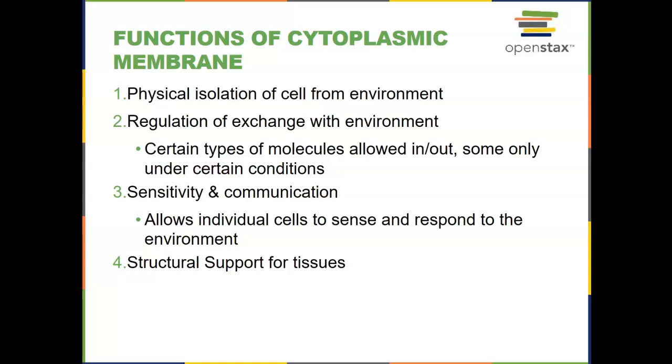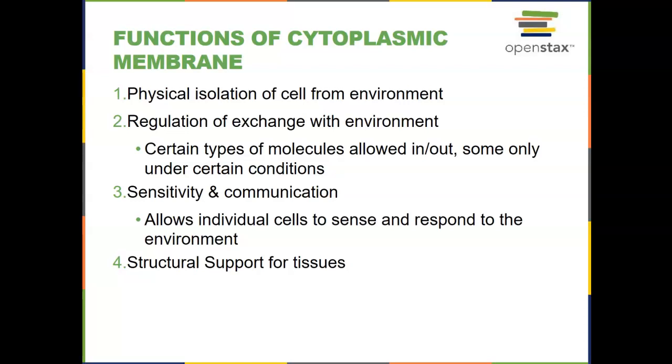All right, so what does the cytoplasmic membrane do? It is isolation, a physical isolation. The cell membrane is separating the external from the internal environment. It helps regulate the exchange of material in and out of the cell. So only certain types of molecules are allowed in and out, not everything. And sometimes conditions have to regulate what things go back and forth. So you'll hear a lot about that in physiology.